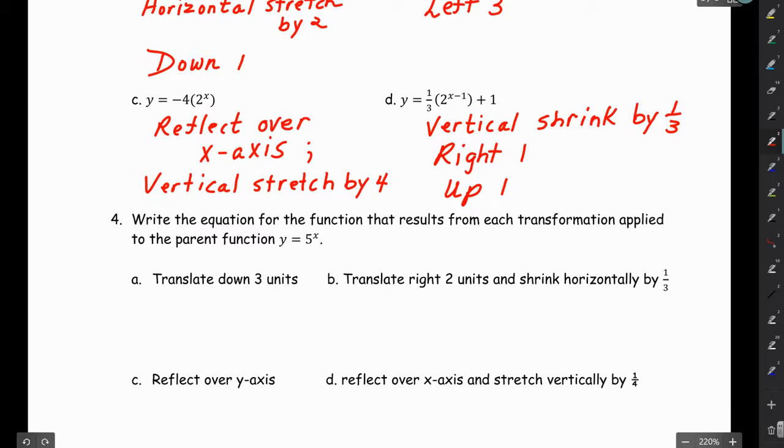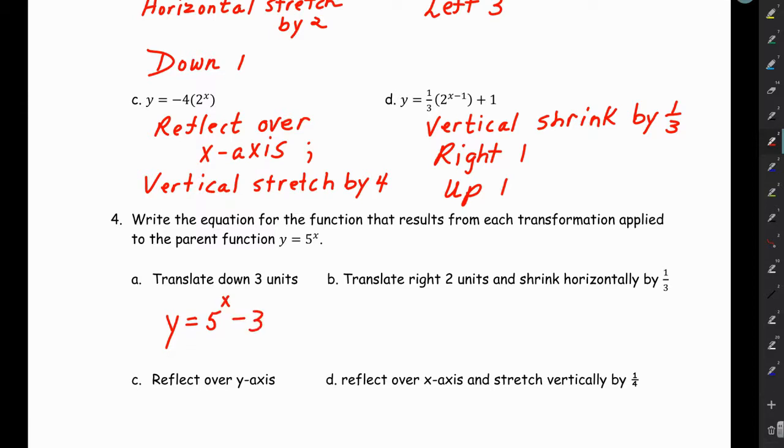Right, for number 4, it says, write the equation for the function that results from each transformation applied to the parent function y equals 5 to the x. So I would suggest pausing the video here and trying these on your own and come back when you're ready. If we're moving this function down 3 units, we're just going to put a minus 3 on the end.